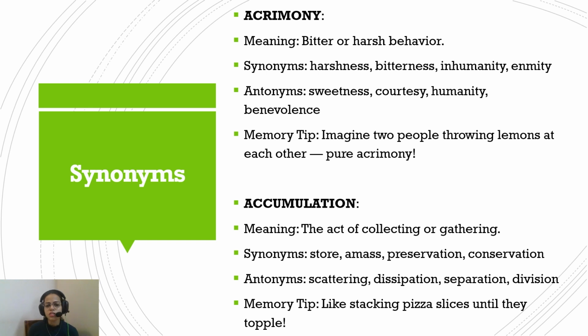Acrimony. So it means bitter or harsh behavior. So acrimonious, acrimony. Acri means something negative. It always means something negative. So bitter or harsh behavior. The synonyms would be harshness, bitterness, inhuman behavior, enmity, all those things. And antonyms, of course, if acrimony is bad, the antonym would be sweetness, courtesy. So being courteous means being very good in your manners. You being very courteous to somebody, you being very generous and nice to them.